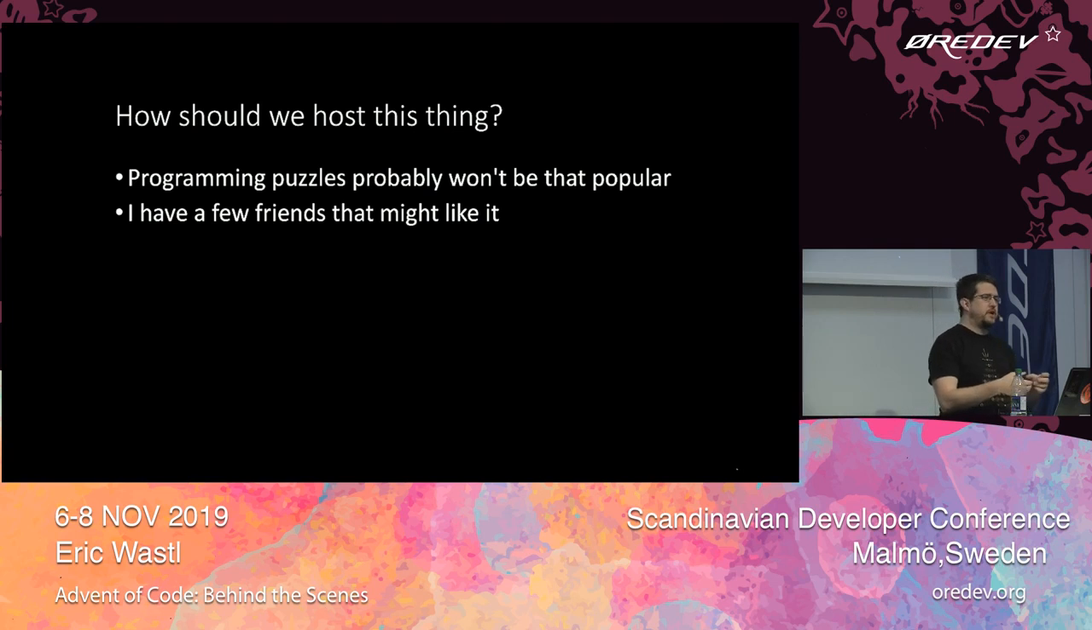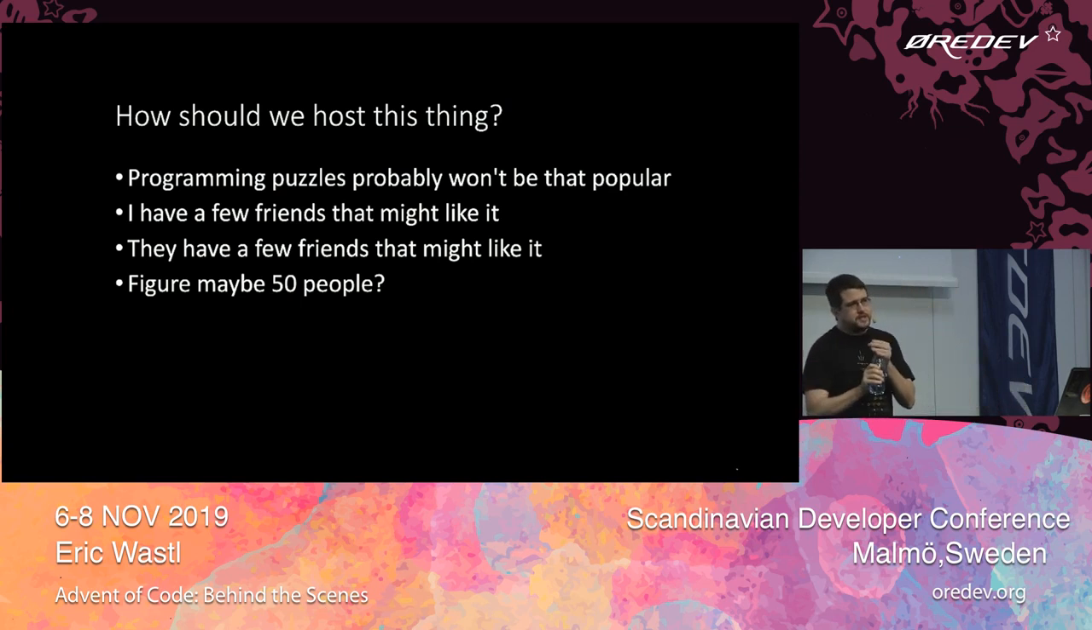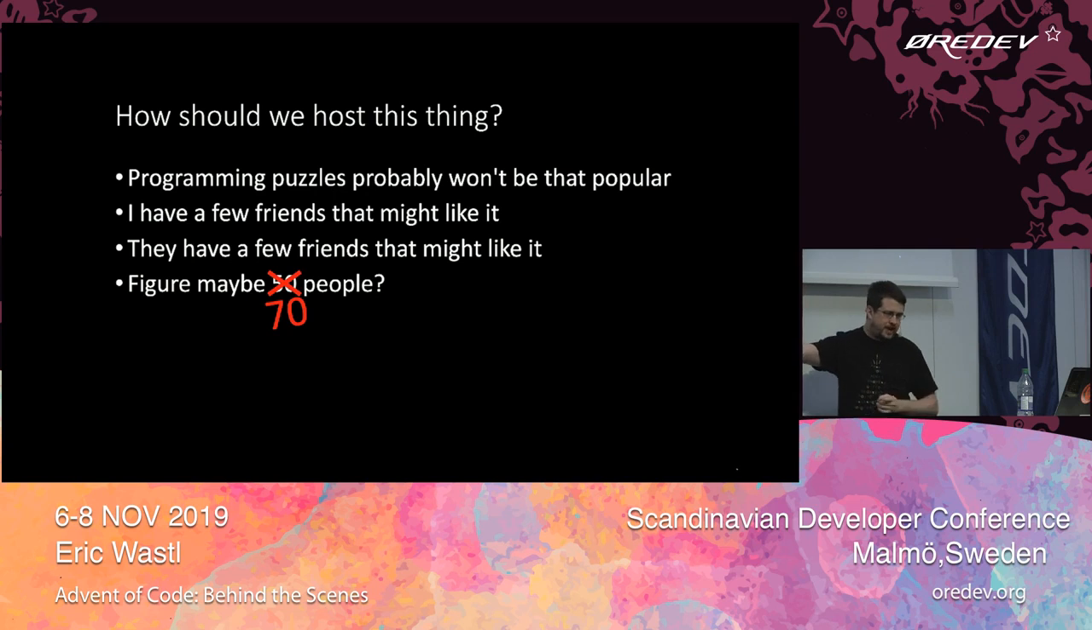Okay. And I've released silly programming things like this before, so I have a rough idea. You know, they might have a few friends that like it. 50 people? 50 people seems like a pretty safe guess. Friends and friends of friends, and it's programming puzzles, and you know, it's kind of a niche thing. But I learned at work that we should have good margins on our estimates. 70. Wide margin, right? All right, good.